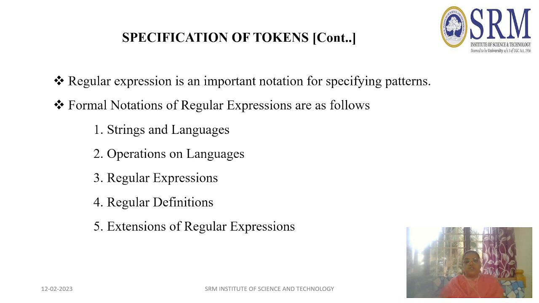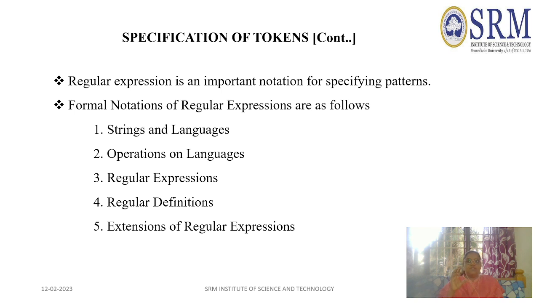So, specification of tokens. So far we have seen what is lexeme, what is pattern, and then what is a token. Token is nothing but the set of characters that matches the patterns. Simply, if we say, a set of characters that matches the pattern is called what? The tokens. Now what would be the specification of tokens? There are a number of specifications of tokens that we are going to see under this topic. The regular expression is an important notation for specifying patterns.